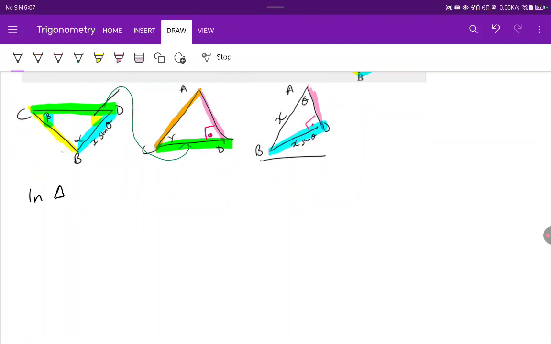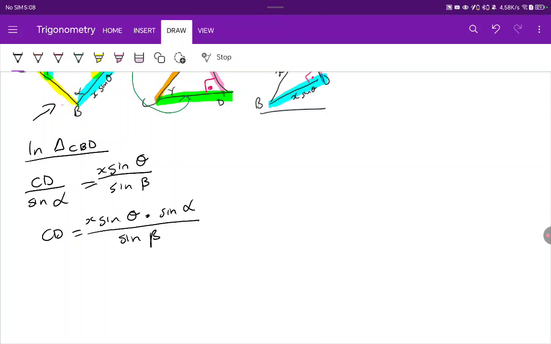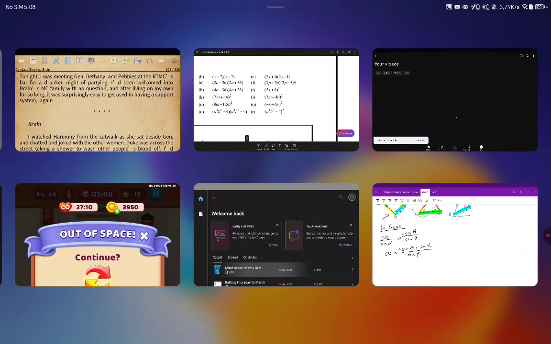In triangle CBD, this one, we're solving the green line, CD. So CD divided by sine of alpha should be equal to, so we're going to go blue, x times sine of theta divided by sine of beta. That means that CD is equal to x sine theta times sine alpha divided by sine of beta. Okay, oopsie, my bad, sorry.